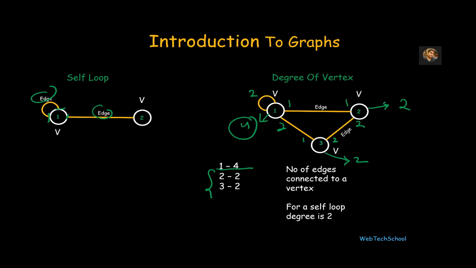There is a type of graph called a directed graph. In the case of a directed graph, we have the concept of in degree and out degree. In degree is the number of edges coming towards the vertex, and out degree is the number of edges going outward from the vertex. Considering this example, for vertex 2, the in degree will be 1 and the out degree will be 1. So one edge is coming to vertex 2 and one edge is going out from vertex 2.